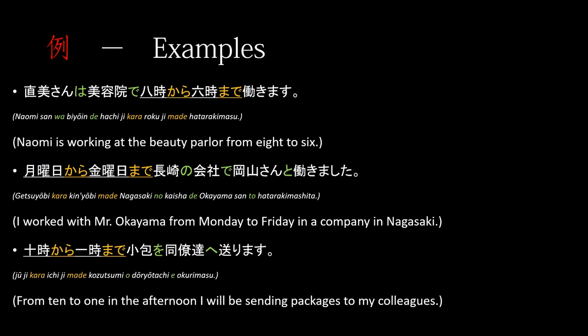From our first sentence, Naomi-san wa byoin de 8 ji kara 6 ji made hatarakimasu. Naomi is working at the beauty parlor from 8 to 6, we see here kara and made working together to show a certain period of time, with wa marking the topic and de marking the location of Naomi's work.